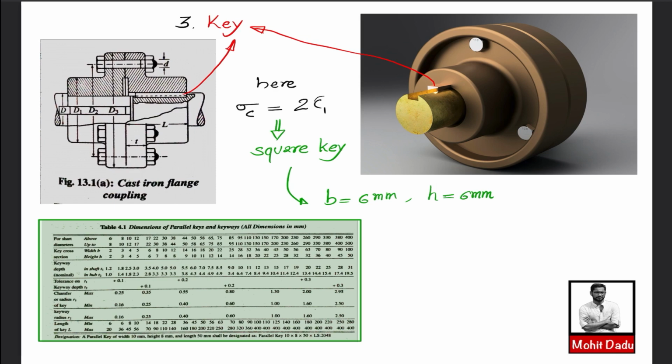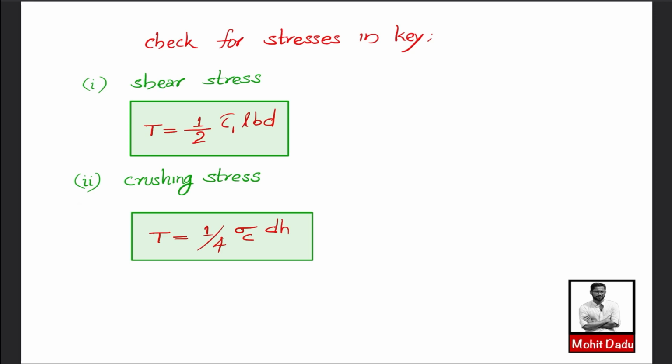The key has three dimensions: one is B, one is H, and then there is the length of the key. Since the key is inserted within the hub with respect to the shaft, the length of the key should be equal to the hub length which we have already evaluated. So this must be equal to 48 mm. So we have evaluated the dimensions of the key also: a 6 by 6 mm cross section square key with a length of 48 mm. Next we will be making a check for the stresses induced in this key as a result of power transmission, to make sure that the stresses induced are lesser than the allowable strength of the material. So the check for stress in the key will be made here.